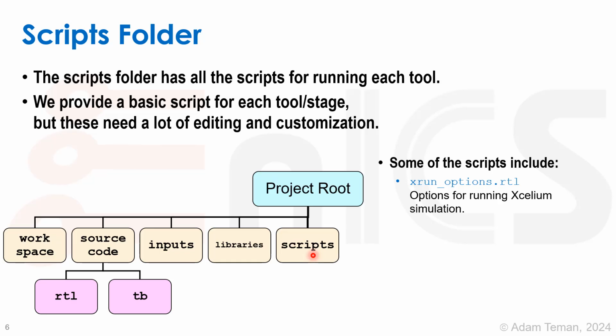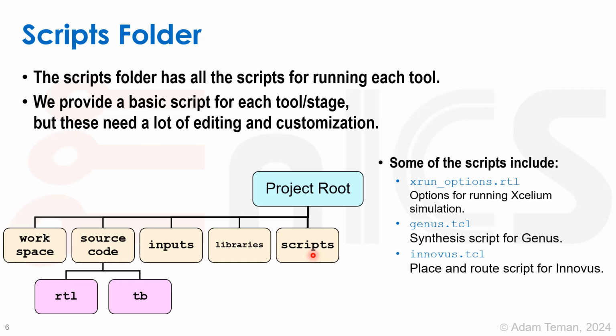So just as examples, we have xrun options.rtl or .gtl, and these are options for running Xcelium simulation at the RTL and behavior level or at the gate level, and this is a kind of script that can help us automate things. Then we have Genus Tcl, which is a synthesis script for running Genus step after step, and we have Innovus Tcl, which is a place and route script for Innovus. And there are going to be many more of these scripts that are used for different parts of the flow.